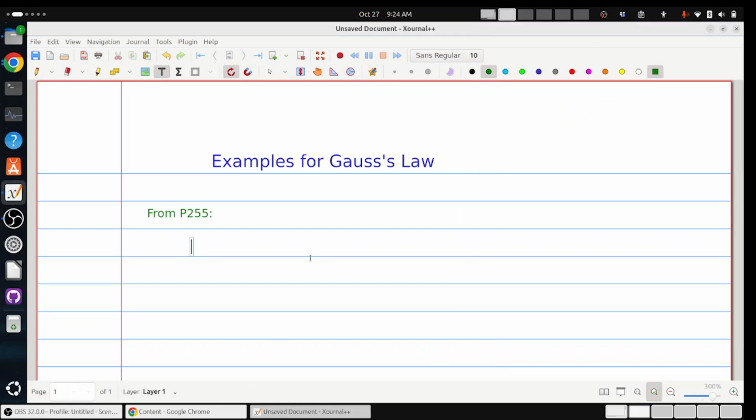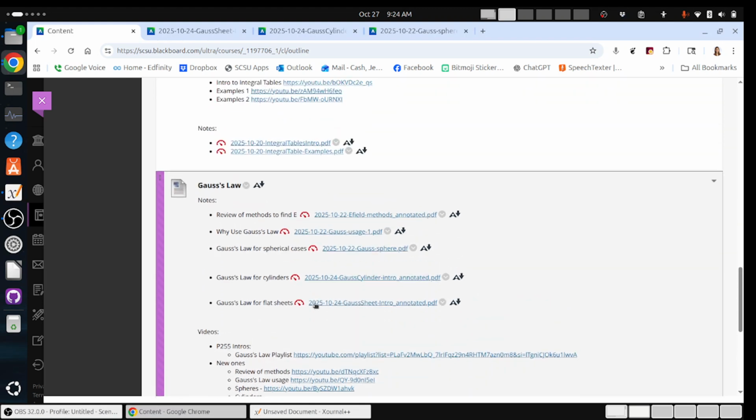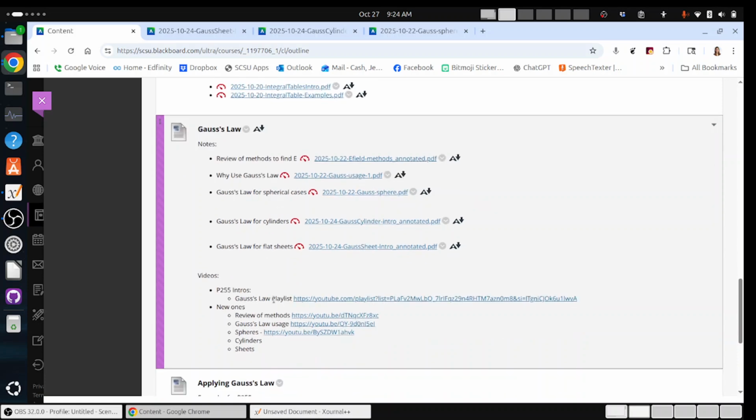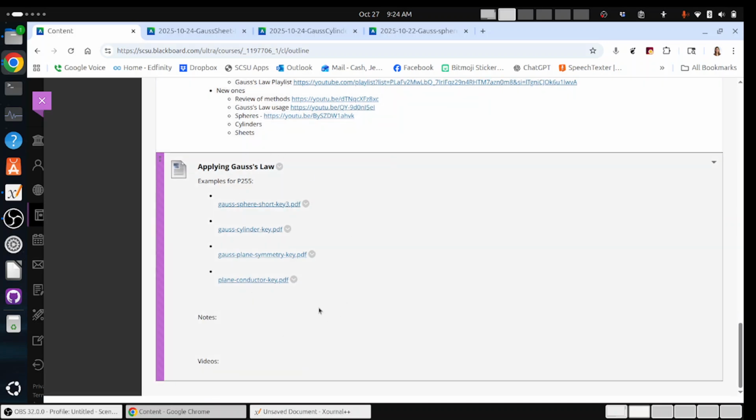Okay, so now that we have looked at Gauss's law, and again, just going back to our content on Blackboard for my students, you had the notes on why we had Gauss's law, how we actually got Gauss's law from the different electric field methods, and then looking at it for the spherical, cylindrical, and flat sheets. And that set up what we were doing there.